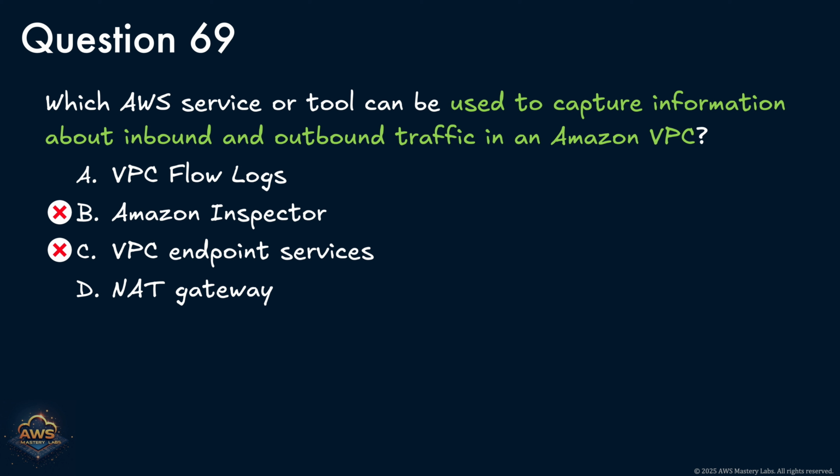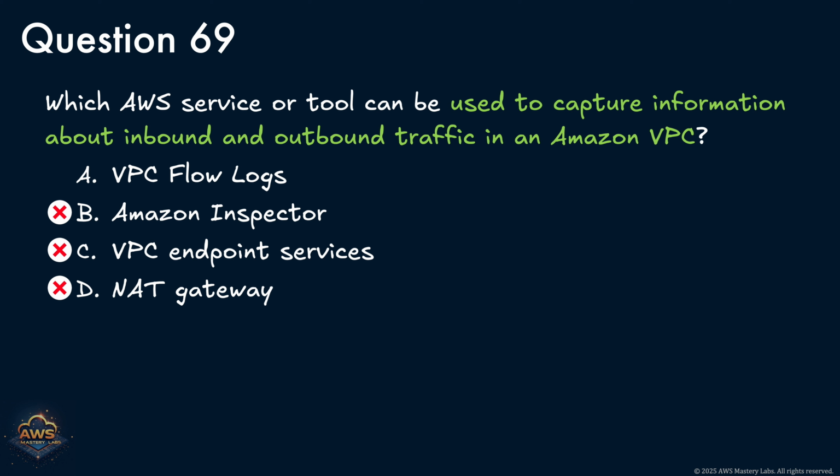Option C. VPC Endpoint Services. VPC endpoint services allow AWS services or custom services to be accessed privately from within a VPC. While they improve connectivity and security, they do not have any built-in capabilities for capturing traffic logs or monitoring flows. Incorrect, because it is not relevant to traffic logging.